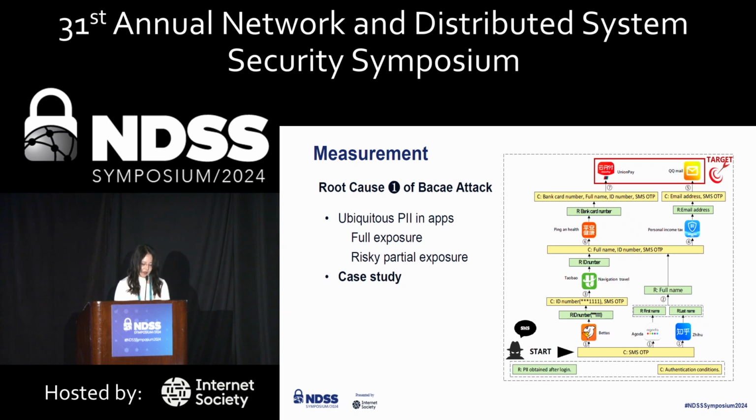So far, with the email address and SMS OTP, the attacker can reset the password of the QQ Mall account so as to access the hijacked QQ Mall. Meanwhile, the attacker can log into another app to get the bank account number with the victim's full name, ID number, and bank account number. The attacker can reset the password of a UnionPay app and transfer the victim's money.